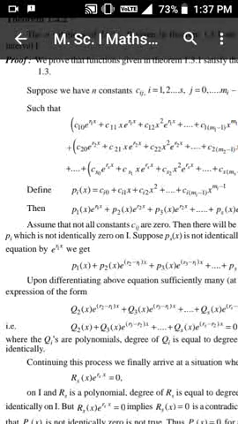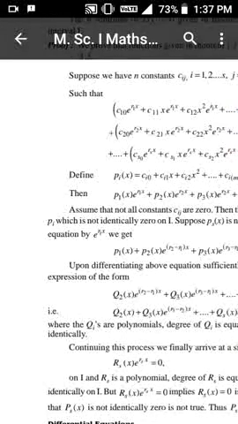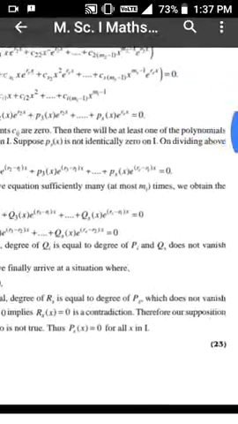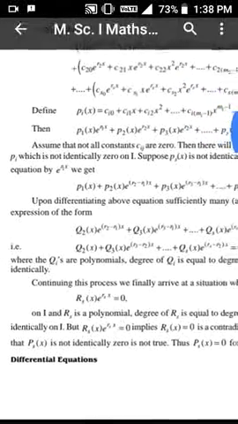Then p1 of x e raised to R1x plus p2 of x e raised to R2x plus p3 of x e raised to R3x plus dot dot plus ps of x e raised to Rsx is equal to 0. Assuming that not all constants Cij are 0, then there will be at least one polynomial pi which is not identically 0 on I. Suppose p1 of x is not identically 0.